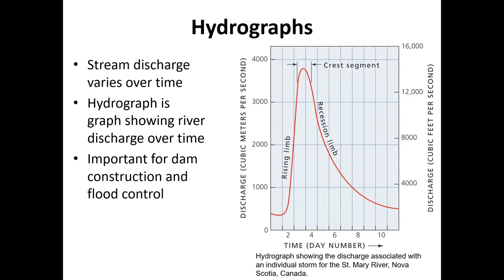And this is an example of a hydrograph. Basically, this chart shows how much water is passing a specific point in a river at a given time. This hydrograph shows discharge associated with an individual storm, the St. Mary River in Nova Scotia, Canada, but it could apply to any river.